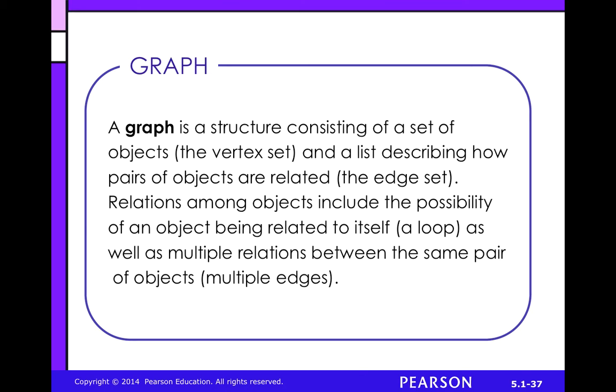So here's our definition of graph. A graph is a structure consisting of a set of objects, which is the vertex set, and a description of how the objects are related to each other. Relations among objects include the possibility of an object being related to itself, as a loop, or multiple relations between the same pair of objects. So if your objects here are cities, and your edges represent roads, then it's certainly possible that a city has a road from itself to itself. It is certainly possible that between a given pair of cities, there are multiple roads between them. That's all fine.